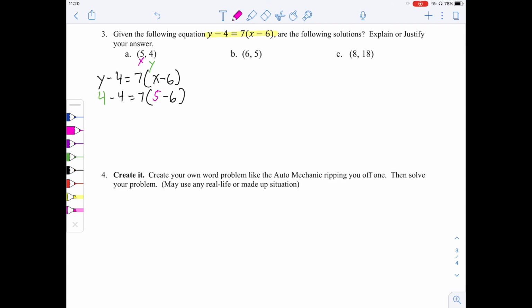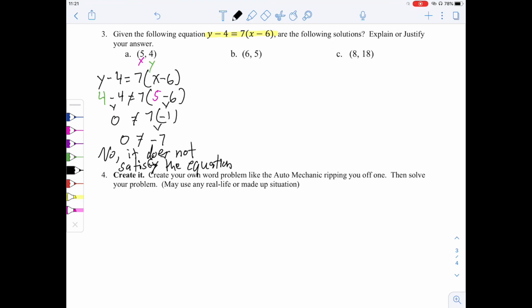Right, so we substitute x, substitute y, and then we're going to calculate that out. So 4 minus 4 on the left is 0. And then on the right side, 5 minus 6, negative 1. 7 times negative 1, negative 7. That is obviously not 0. So those are not equal. So does this satisfy the equation? No, it is not a solution because it does not satisfy the equation.